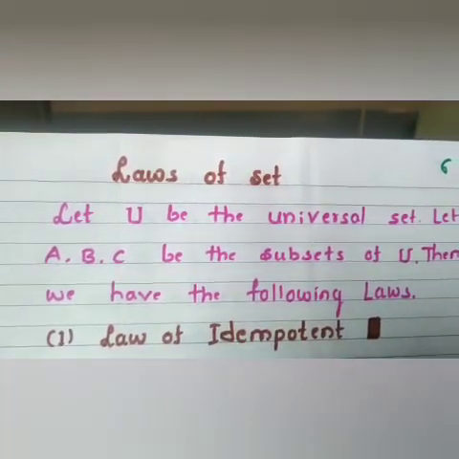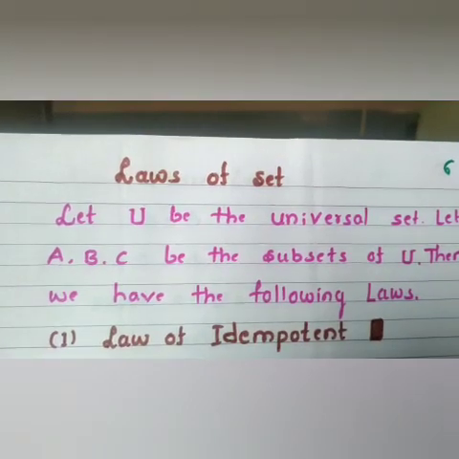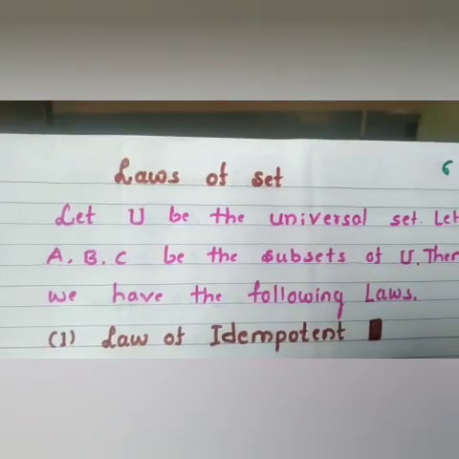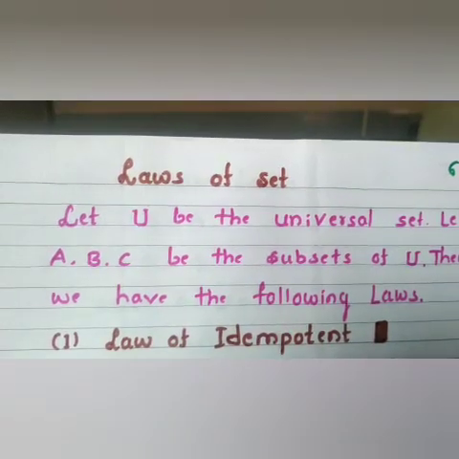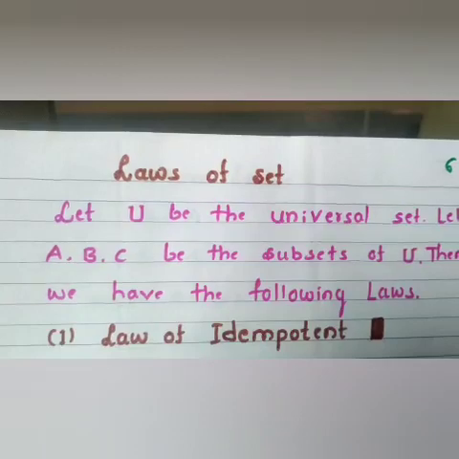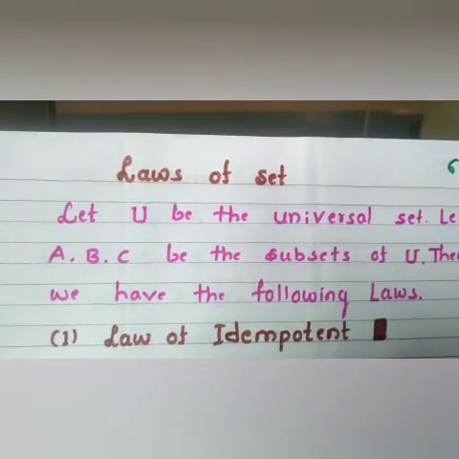Let U be the universal set. That means it is a big set. Let U be the universal set and let the capital letters A, B, C be subsets of U. Then we have the following laws, one by one.